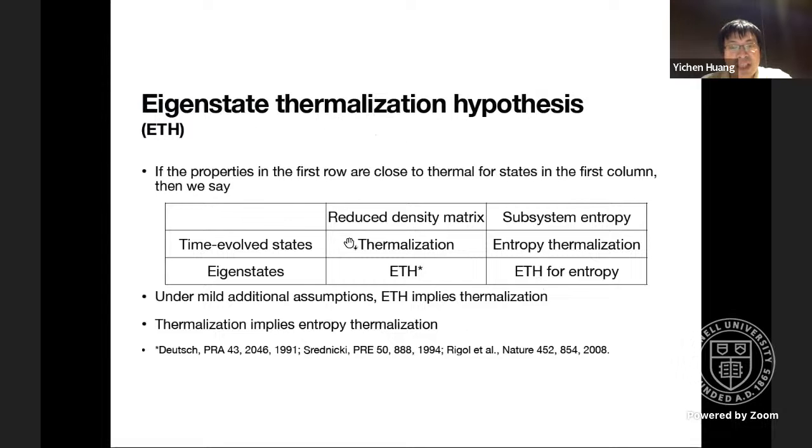And the reason that people are interested in eigenstate thermalization is that under mild additional assumptions, ETH implies thermalization. People would like to have some explanation of why thermalization occurs. Let's say you initialize your system in a product state, and you can write it as a superposition of many eigenstates. It is very natural to guess that if the reduced density matrix of each eigenstate is thermal, then the reduced density matrix of the superposition is also thermal. This is indeed true under mild additional assumptions. In this way, the eigenstate thermalization hypothesis is a very popular concept, and many people study it. Furthermore, we know that thermalization implies entropy thermalization. This is because if the reduced density matrices are close, then the entropy is also close by the continuity of the von Neumann entropy.